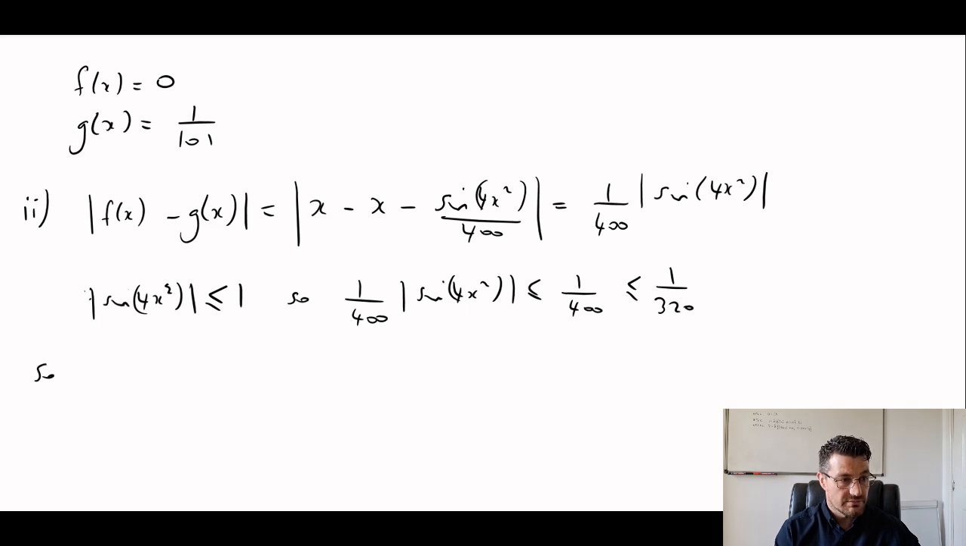So again, just point everything out to your examiner. I keep saying it, but it's so important. You might think that this is so obvious that it's not even worth writing. It is worth writing, and do write it. Modulus of f of x minus g of x is less than or equal to 1 over 320 for 0 less than or equal to x less than or equal to a half, don't forget.